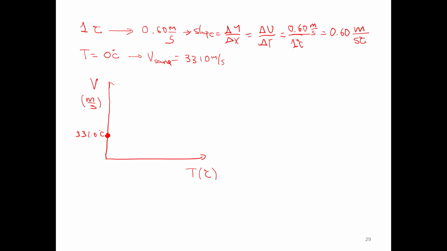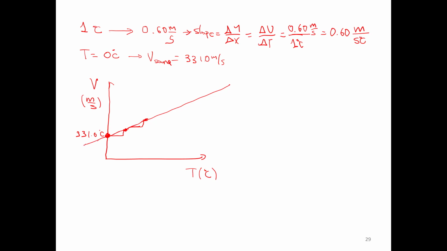Then we know the slope of this line is 0.6 meters per second. Remember, it is rise and run. We move one and we rise 0.6. Finally we had this point, this point, this point, and we can get more points, but we had something like that.